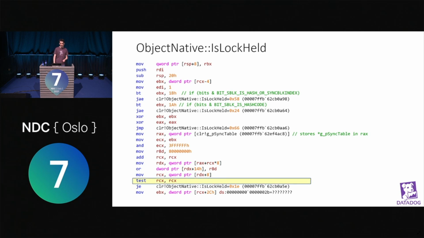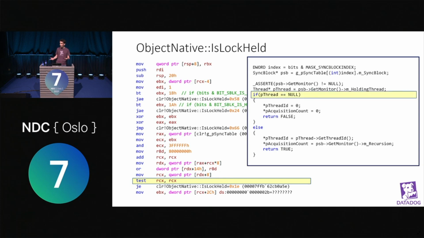And here we have test RCX RCX. Whenever you are testing a register against itself, you can be almost sure that it's either a null check or a false Boolean check. So I checked the source code. And here we have a null check. So there is a chance that it was compiled into this instruction. Assuming this is the case, it will mean that the RCX register is storing the address of pthread.